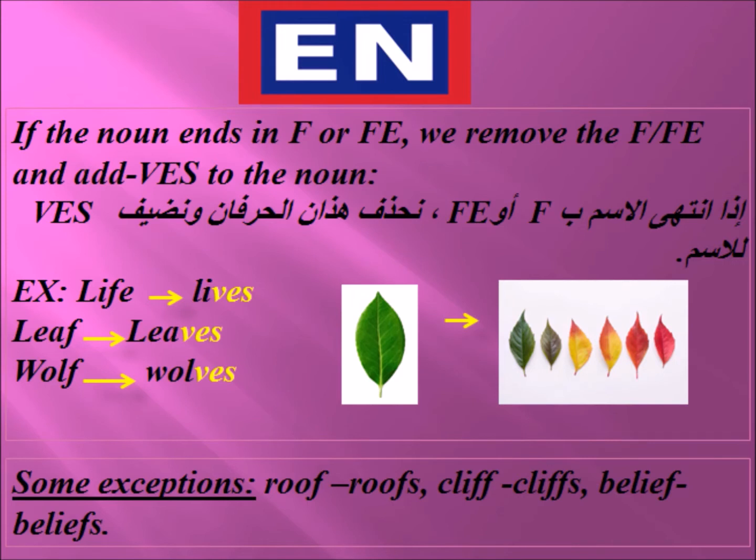If the noun ends in F or FE, we remove the F or the FE and add VES to the noun. For example, life, it becomes lives. Leaf, leaves. Wolf, wolves. There are some exceptions where we cannot add the VES, we just add S. For example, roof, roofs. Cliff, cliffs. Belief, beliefs.